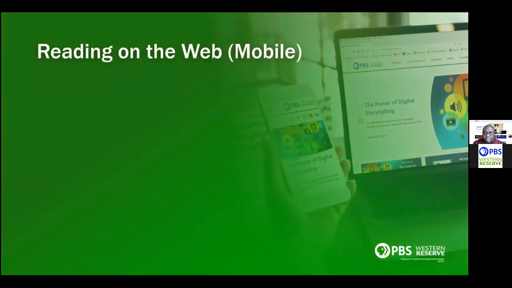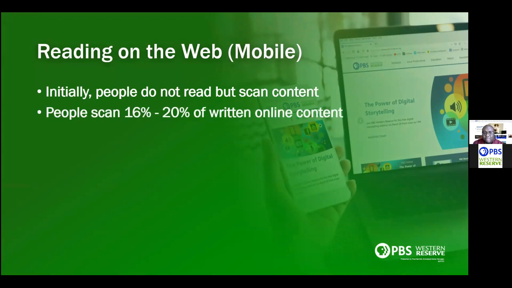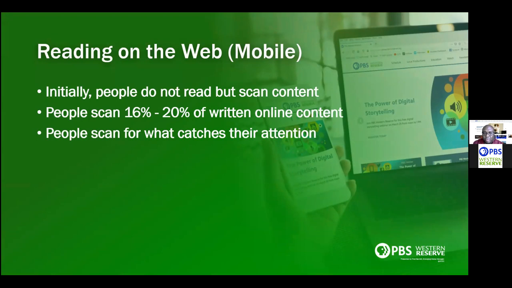All right, reading on the web. Initially, people do not read but scan content on mobile devices. I said the web is mobile. They don't read, they scan. People scan 16 to 20% of written online content. Again, this is on mobile. People scan for what catches their attention. This could be headlines. Sometimes people will scan a story to see how many paragraphs it is before they even start reading or thinking about reading. Or they're looking at keywords or phrases that catch their attention, or links. There are a lot of things people scan for.